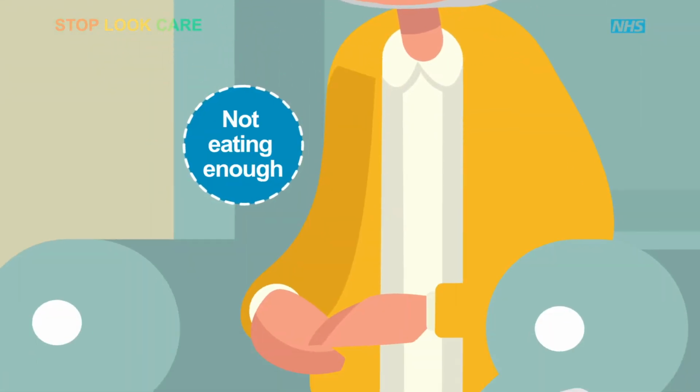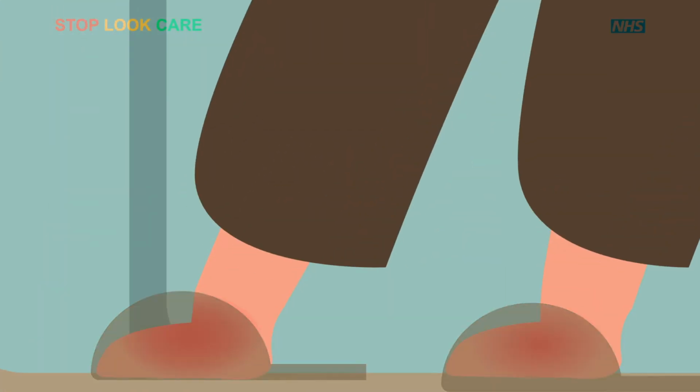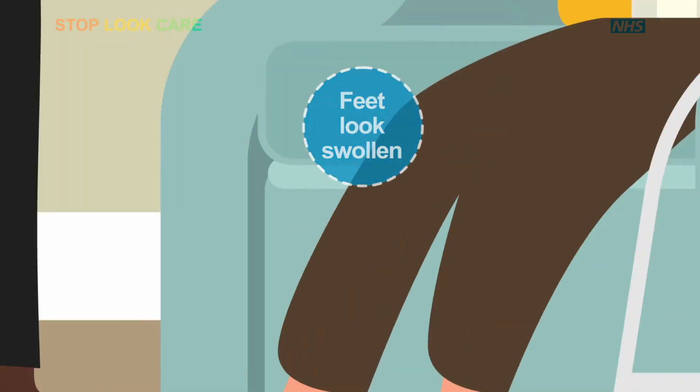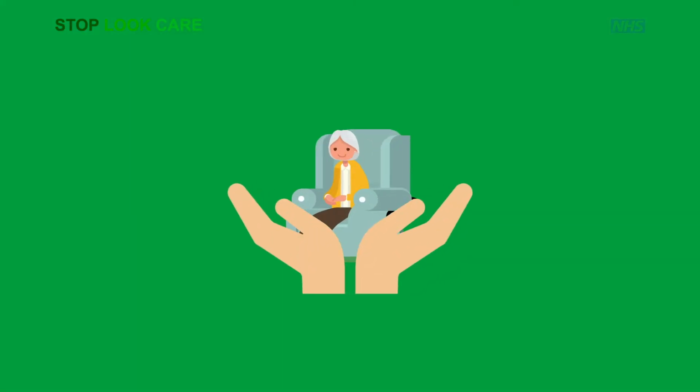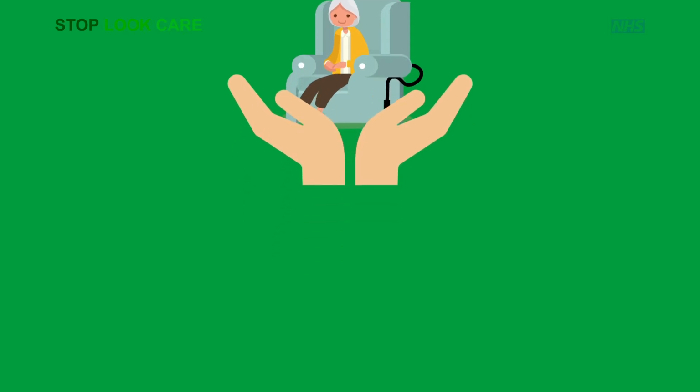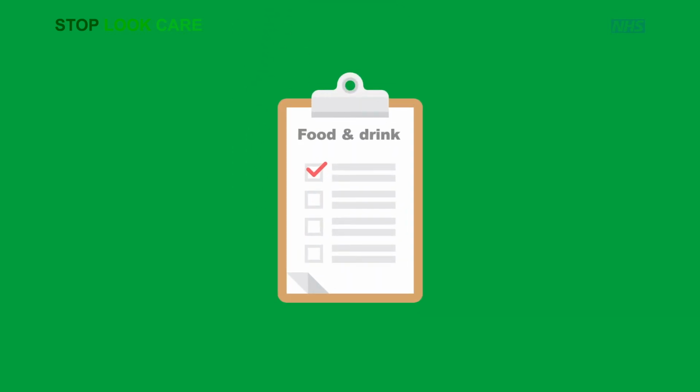The carer thinks Mrs. Burns might not be eating enough. Her feet look swollen too, so she's going to do the following. Make sure she is safe and in an environment that is uncluttered. Place a drink within her reach. The carer will also monitor and document what she has had to eat and drink.